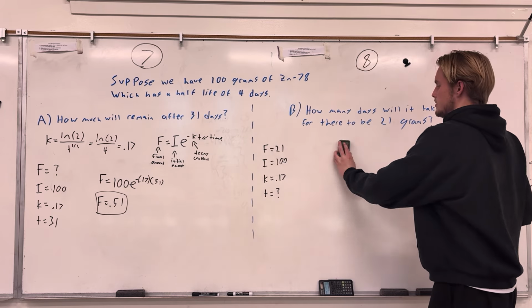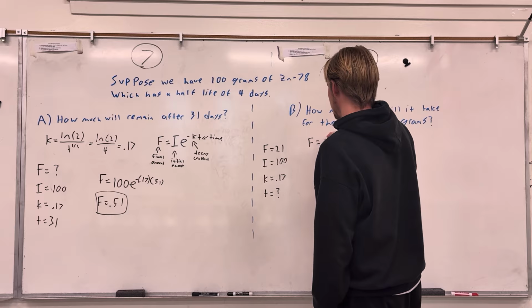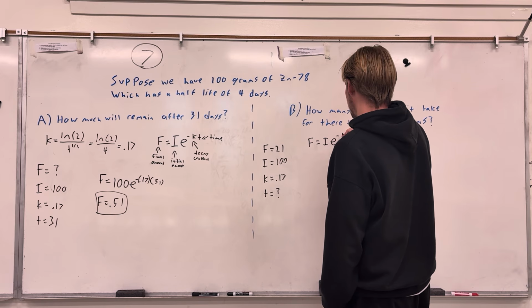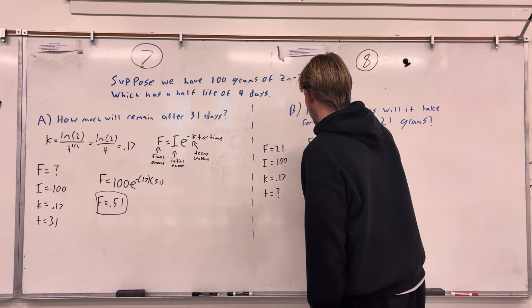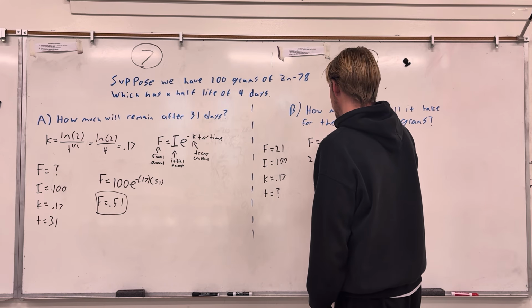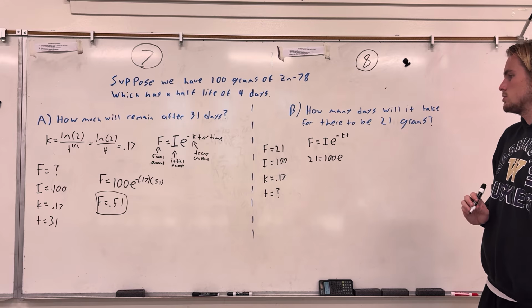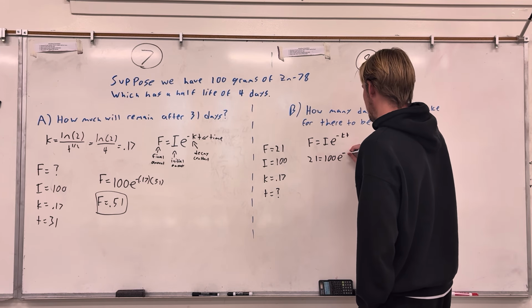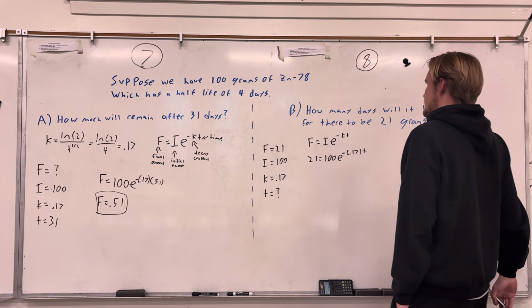I know a lot of you guys don't watch this with sound, so I'll just write the formula again. This is the formula we're using. F equals I times E to the negative K T. So if we're replacing the parts, it's 21 equals 100 E to the power of negative 0.17 T.